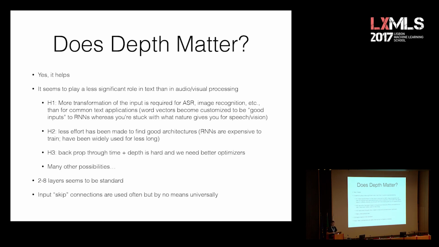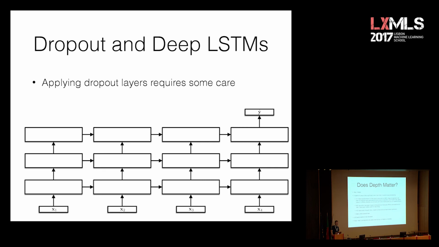Again, this is an open area of research, and this is a very empirical question because we don't really have theory that lets us analyze this too well. There's some, but not a tremendous amount. So basically, I'd say use 2 to 8 layers. Probably 4 is the most common for big problems. These input or skip connections are used often, but not universally. They often become necessary if you want to get these models to work when you get to very deep architectures.